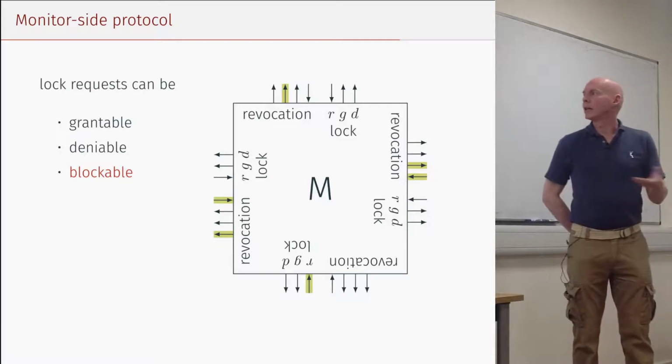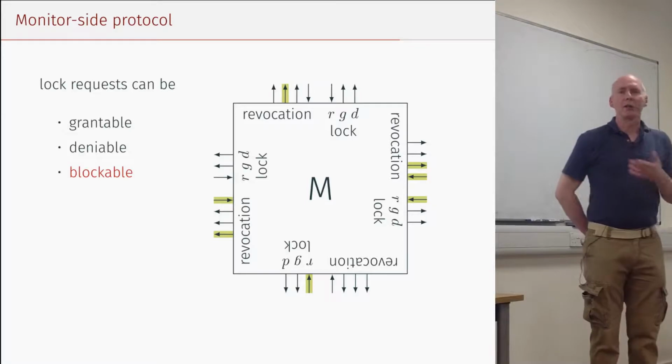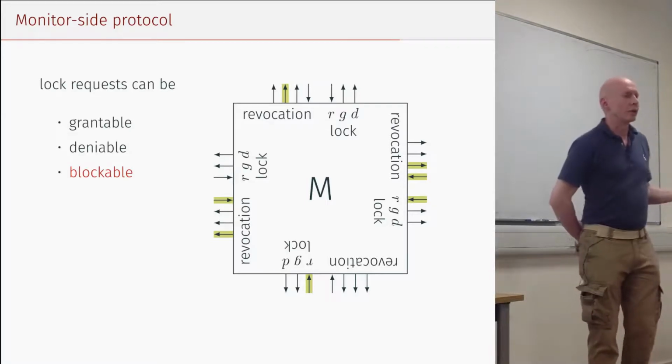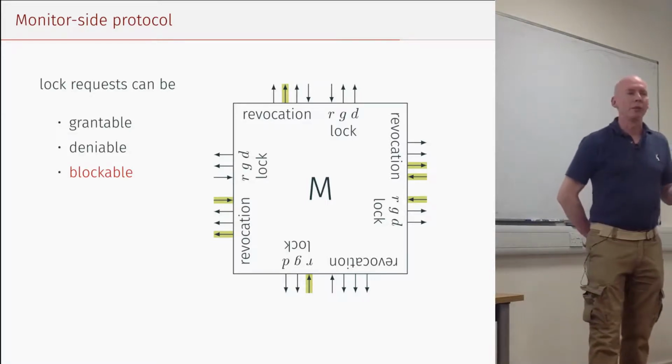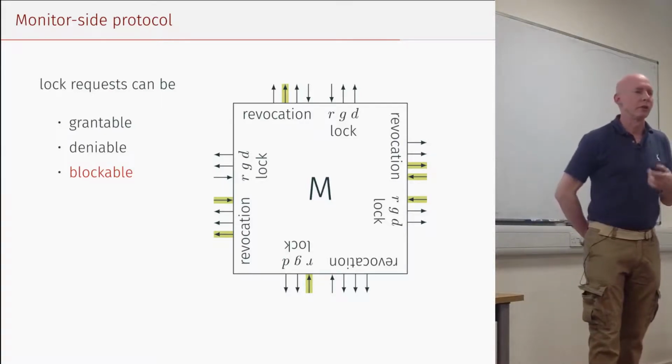Now while it's waiting, it gets another lock request from the right. What should it do now? It can't grant the request because it's already decided to grant a different one, and it can't deny it because if it denies it, the transition on the right will be waiting for a revocation request that's never coming.